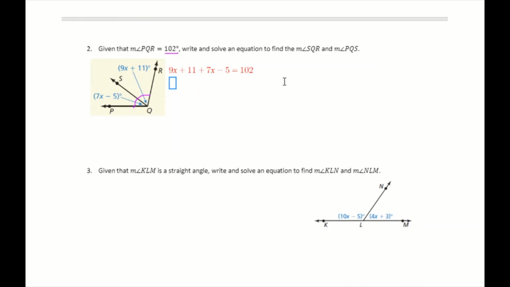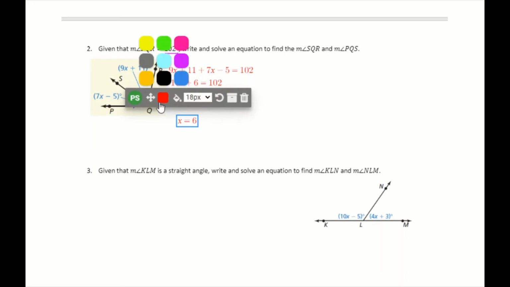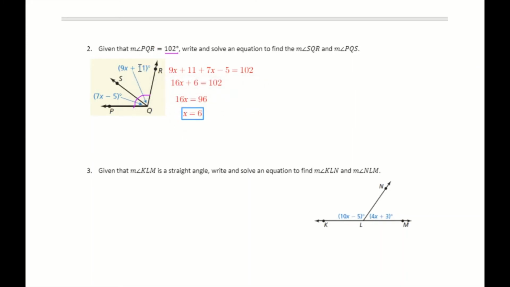So 9x plus 7x is 16x. 11 minus 5 is 6. And then that equals 102. We can then subtract 6 from either side, which leaves us with 16x equals 96. And then if we divide both sides by 16, we're left with x equals 6. It doesn't really ask us for x, although we must solve for it so that we can answer these two questions.